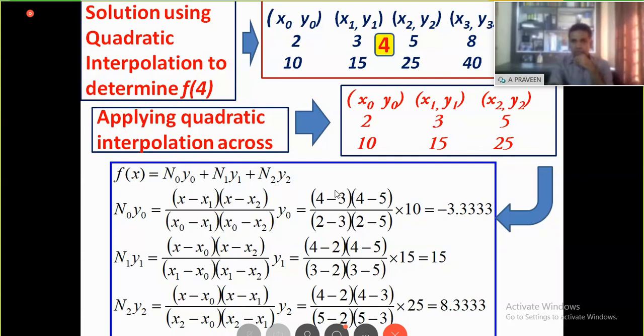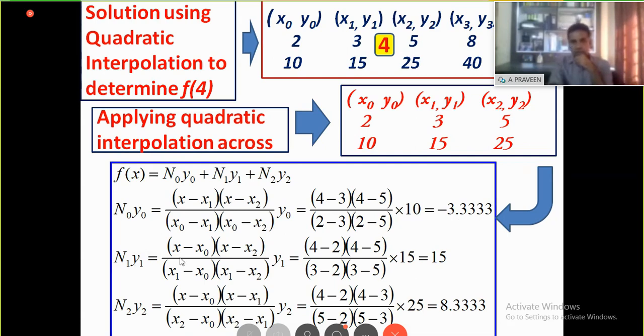So when you operate this, you get the n0 value multiplied by y0, which is 10. So into 10, you get minus 3.3. This is the value.